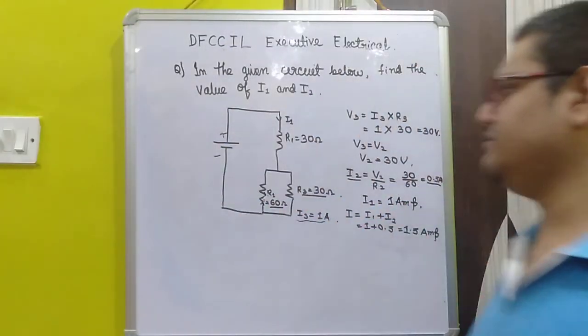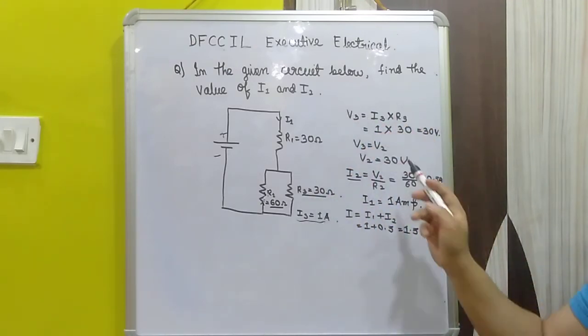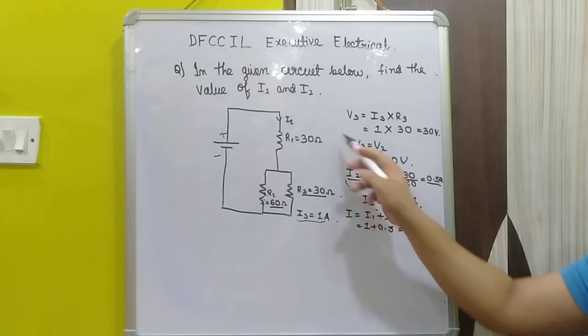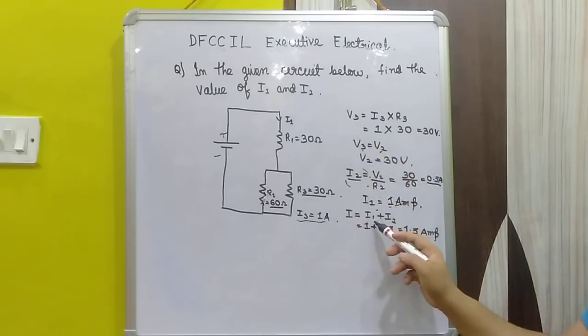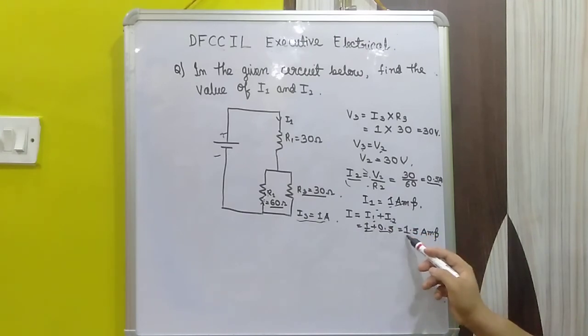It is very easy. There is nothing difficult in this numerical. We just have to use Ohm's law, that is V is equal to IR. We get V3, and as V3 is equal to V2, we get I2. I1 is already given in the question as 1 ampere. So I is equal to I1 plus I2, that is 1 plus 0.5, and 1.5 is the final answer.